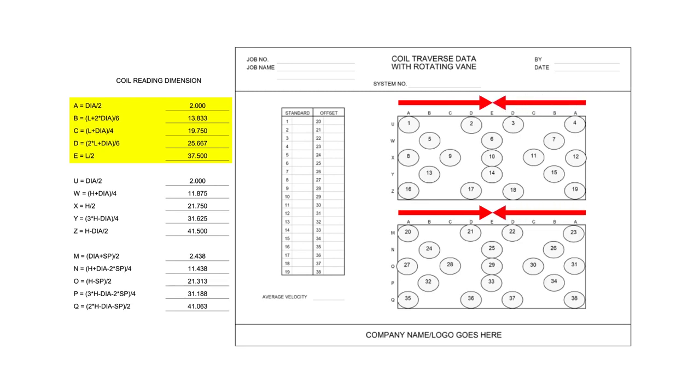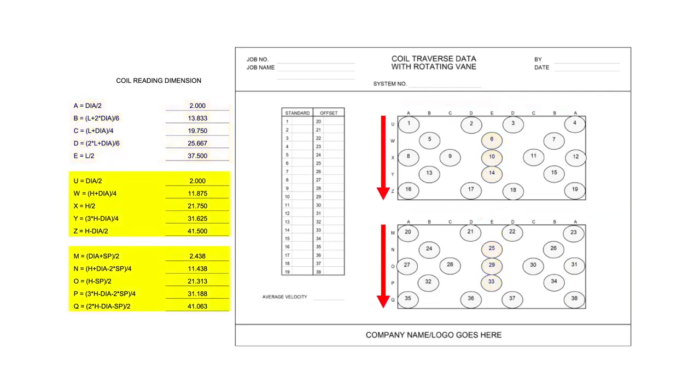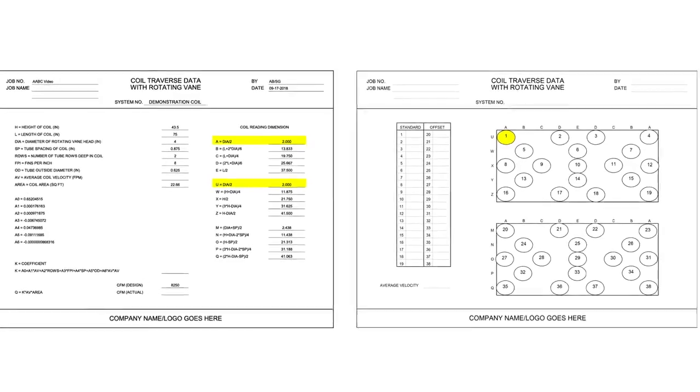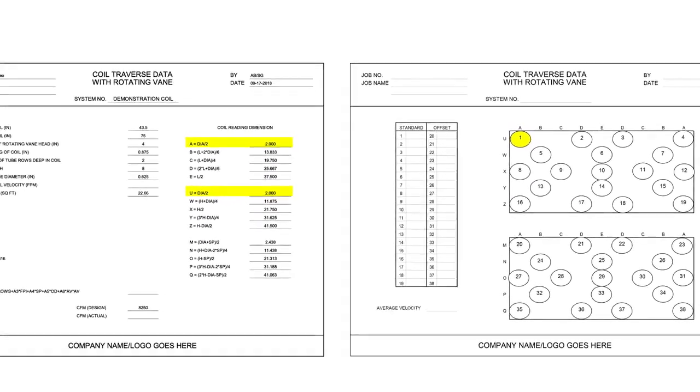E is the center of the coil. Position points on the left of E will be measured from the left to center. Position points on the right of E will be measured from the right to center. Position points along the center E can be measured from either the left or the right. Coil reading dimensions U through Z and M through Q are measured from the inside of the coil from top to bottom. Position 1 is located in the top left at the intersection of A and U.